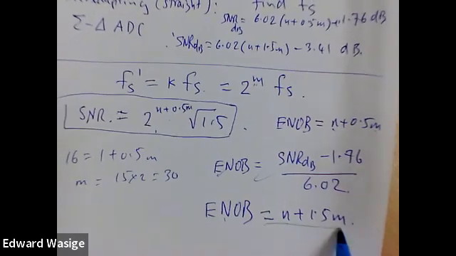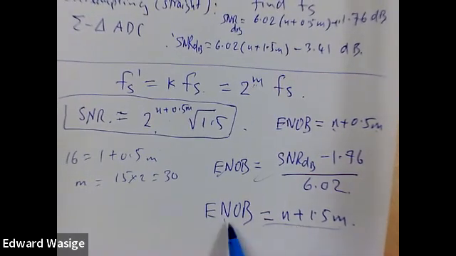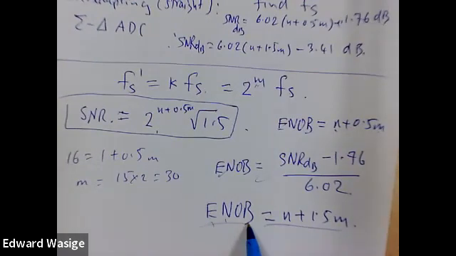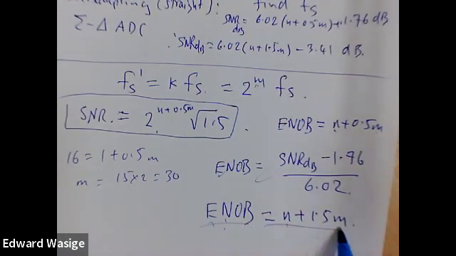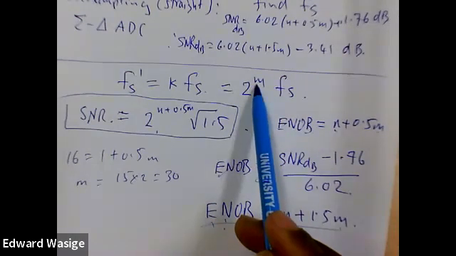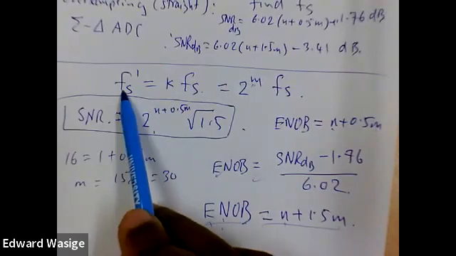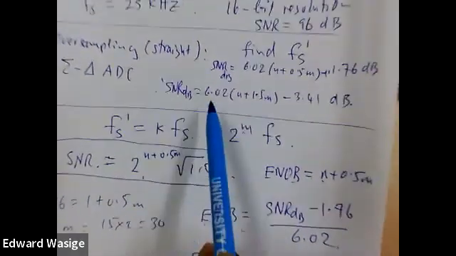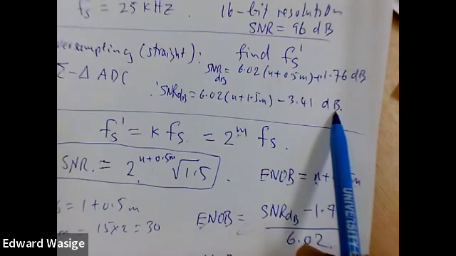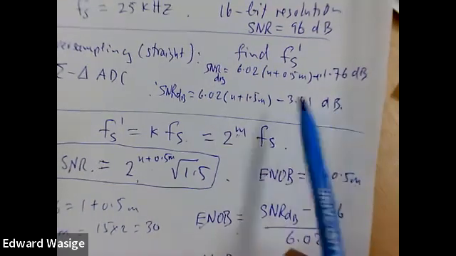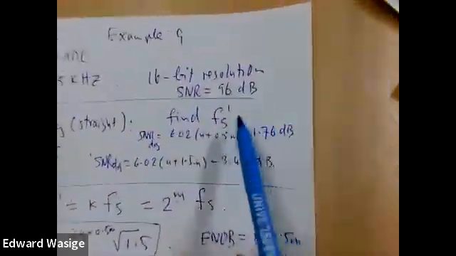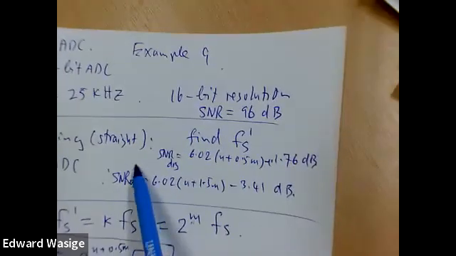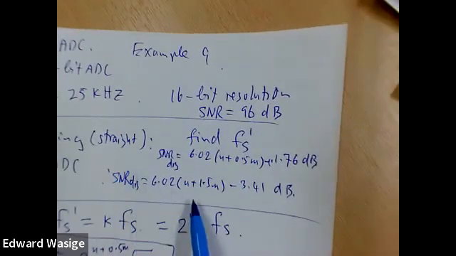So you can use effective number of bits, and you'll get an answer. We are told this should be 16-bit resolution, so that is 16. We are told n is equal to 1, so it's trivial to find m. Once we find m, we stick it in there, and we find the oversampling frequency. But we can also solve this question by using decibels. We are told that the resolution should be 96 dB. So that number should be 96.